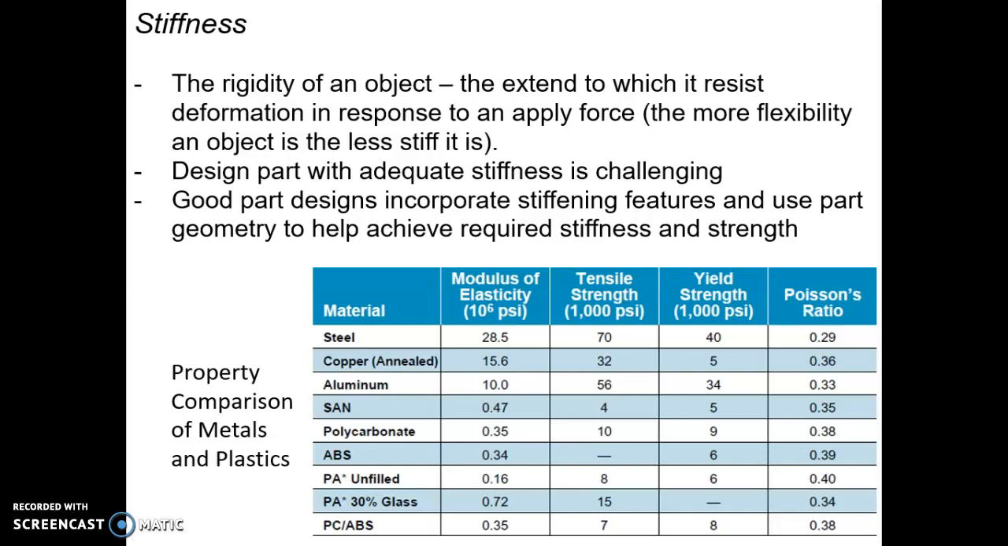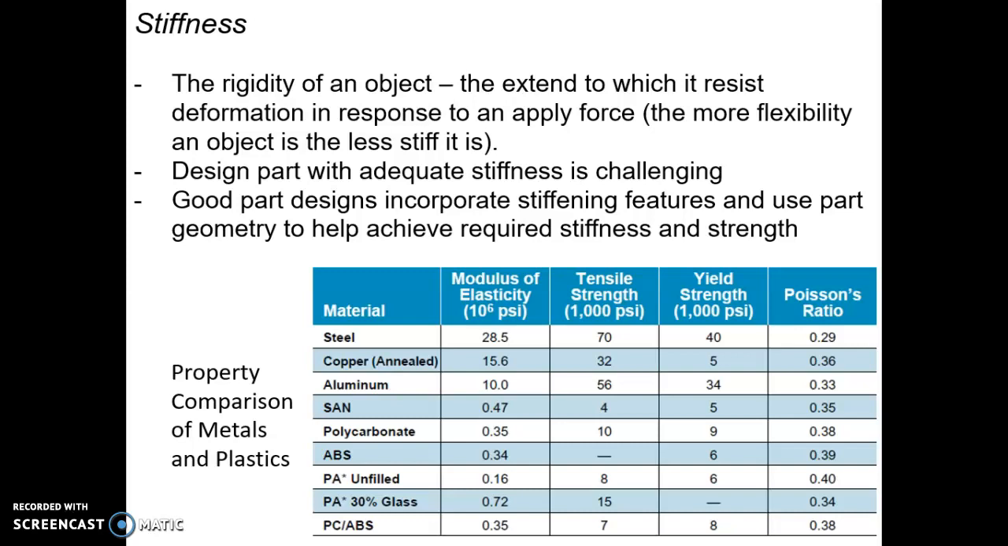Okay, we'll look at the stiffness first. Designing parts with adequate stiffness can be difficult, particularly if your part was made of metal originally. So if your design needs the strength or stiffness of a metal part, you must account for the large difference between plastic and metal mechanical properties.